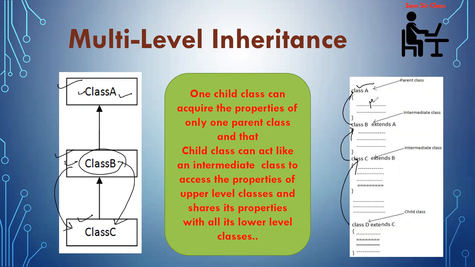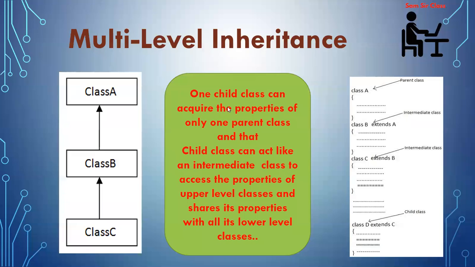So the property of A, so this is 2, this is 3, and this is C1. So P1 will come here, P1, P2 both will come here. Now P1, P2, P3, everything will be available to the child class. So that's why you have written one child class can acquire the properties of only one parent class, and that child class can act like an intermediate class to access the properties of upper level and share its properties with the lower level. Okay. So the dual work is done by the intermediate class.